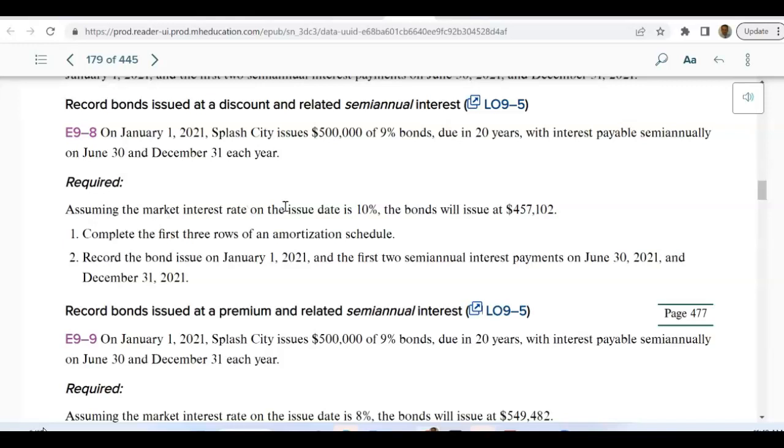Assuming the market interest rate on the issue date is 10%, the bond will issue at 457,102. Okay, wait a moment. Let me explain this a little bit. When they start thinking about preparing certificates for this bond, maybe at that moment, the interest rate is 9%. So they prepared the certificate.